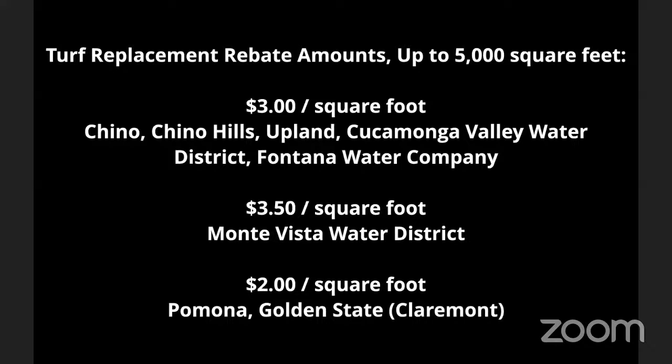And you can apply for funding per square foot, up to 5,000 square feet per fiscal year that they have funding. And so that's July to June. That can be any combination of square feet in your front, back, and side yards. And the base is $2 a square foot.